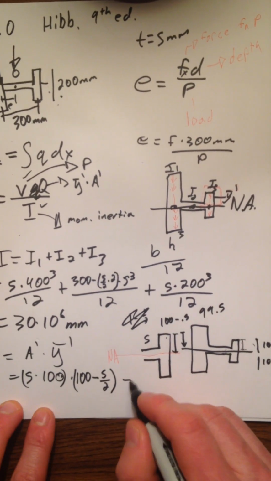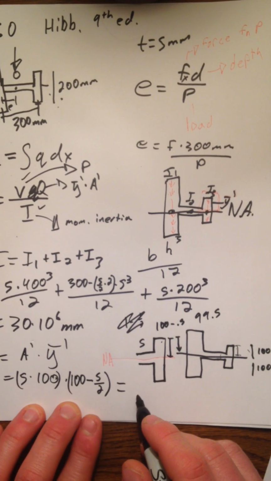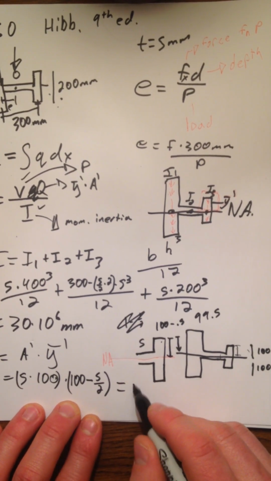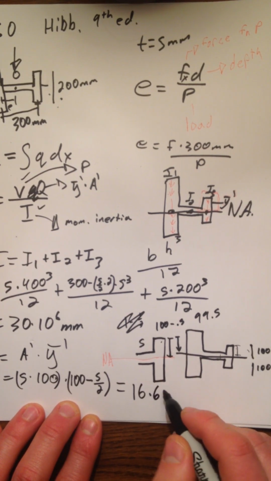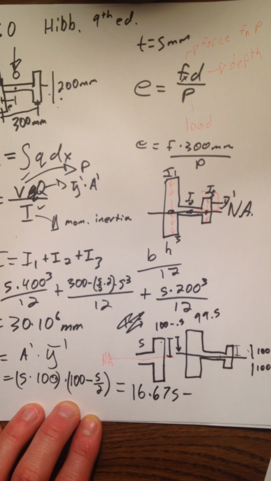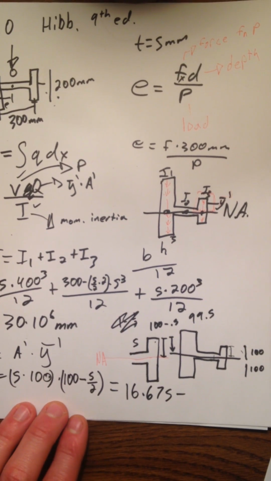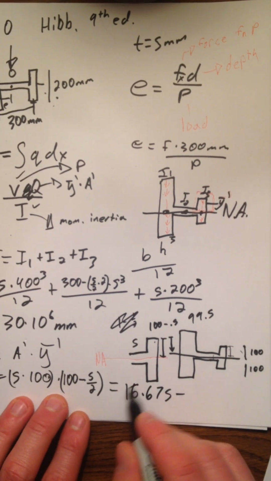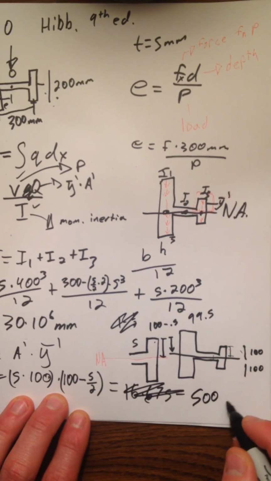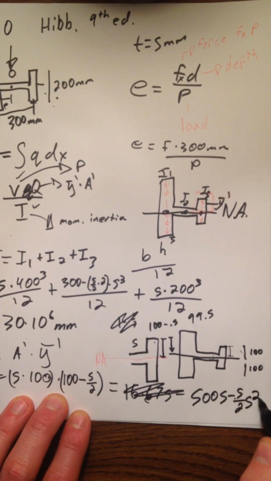So enough about that. When you multiply that out, what you'll end up getting is, I believe, 16.67s minus, I think it's 0.08 times 10 to the 3, but I just want to make sure I have it correct. Oh no, sorry, it's something completely different. I'm getting ahead of myself. It's 500s minus 5 over 2 s squared.